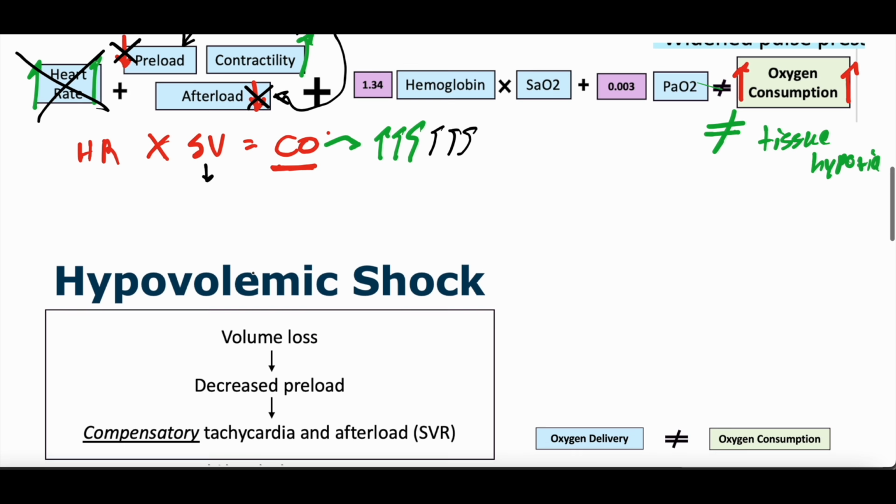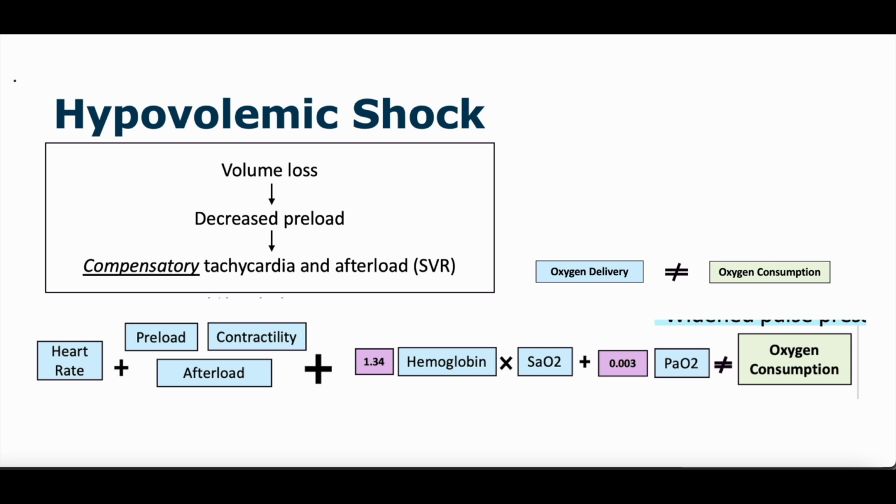Shock state number 2, hypovolemic shock. So same exact pattern here. Hypovolemic shock can be from severe dehydration, right? You just don't have enough fluid in the body. It can be from hemorrhage or bleeding or losing too much hemoglobin.